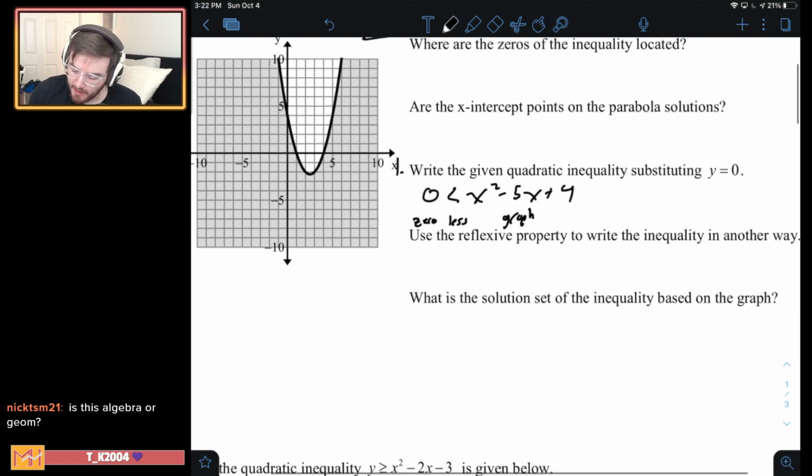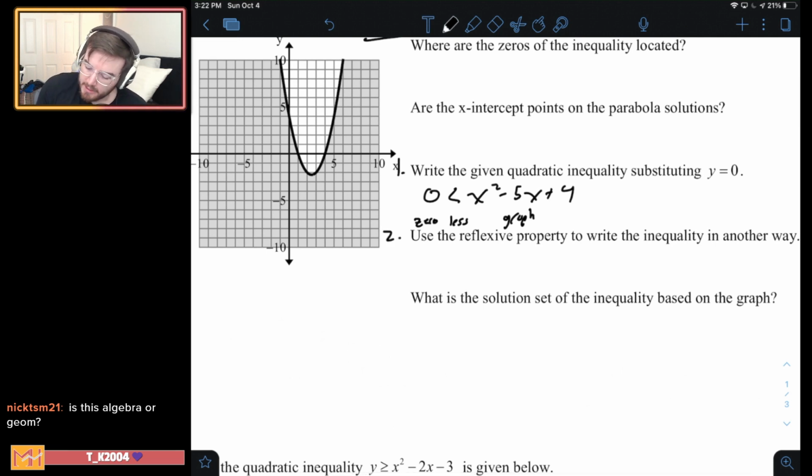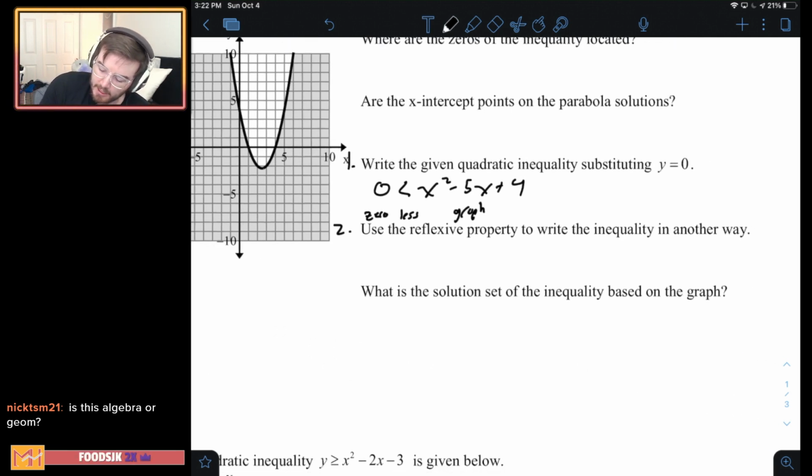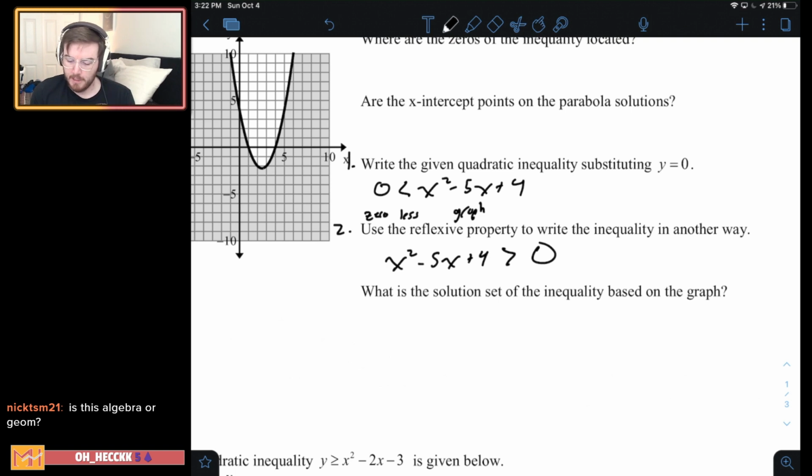Or another way to think of it is if we do this step, use the reflexive property to write this in another way. X squared minus 5x plus 4 is greater than 0. And looking at it this way has opened my eyes a little bit right now. I don't know if it's opened your eyes a little bit, but what does this say? This equation says the graph is greater than 0. So we want to know, where is the graph greater than 0?